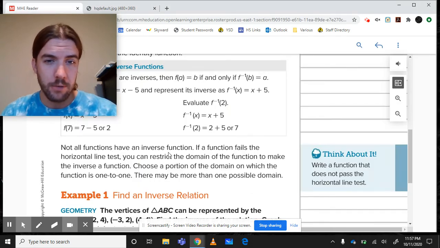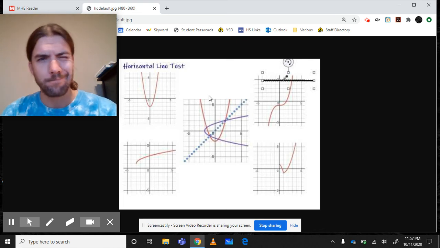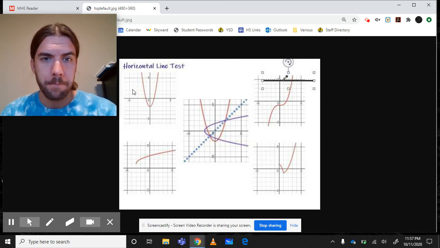Not all functions have an inverse function. If a function fails the horizontal line test, you can restrict the domain of the function to make the inverse a function. When they say horizontal line test, they're saying if you put a horizontal line through this and it touches twice, that means it's going to be a vertical line that touches twice on the inverse. Different ways of saying it, but basically, if a horizontal line can go through your original function and touch twice, it will not have an inverse.